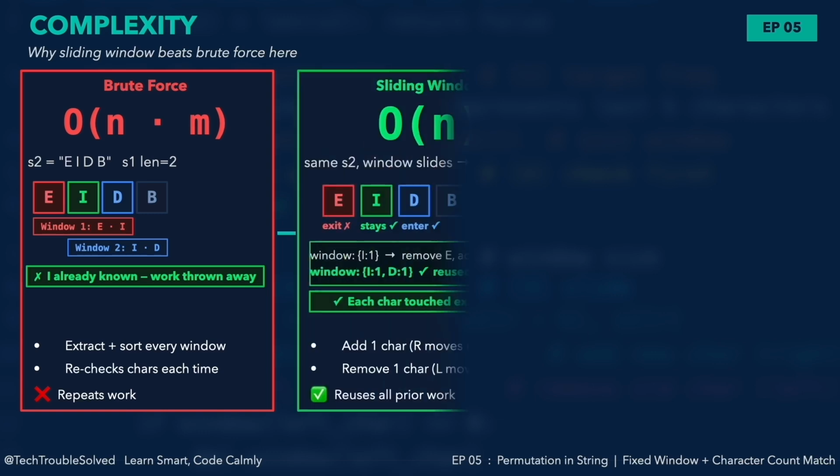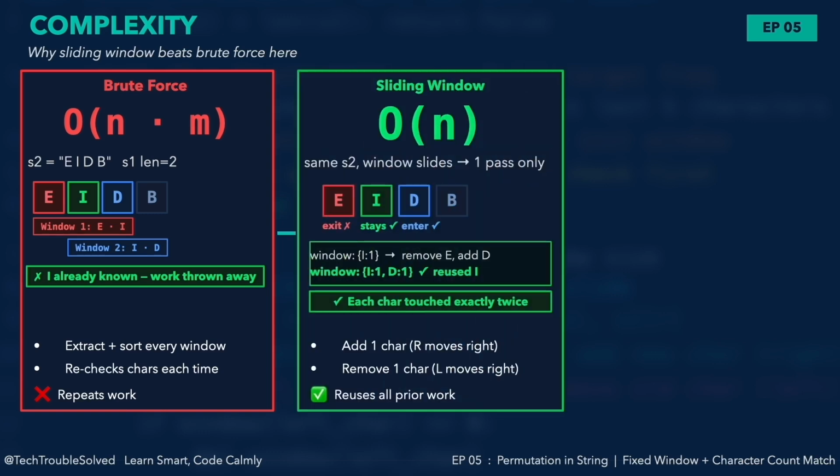Our approach. Same string, one pass. Watch what happens when the window slides. E exits, I stays, D enters. One remove, one add. I was already in the counter. We didn't touch it again. Every character enters the window exactly once and exits the window exactly once. Two touches total across the entire string. That's O of n.